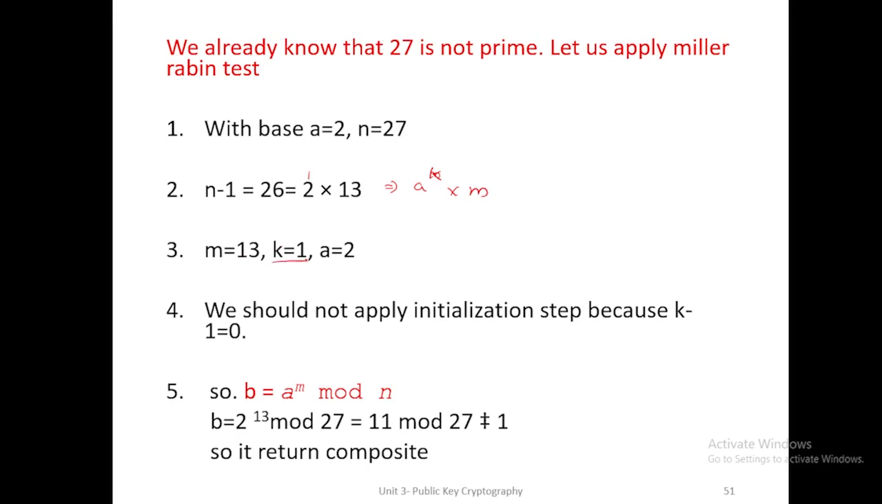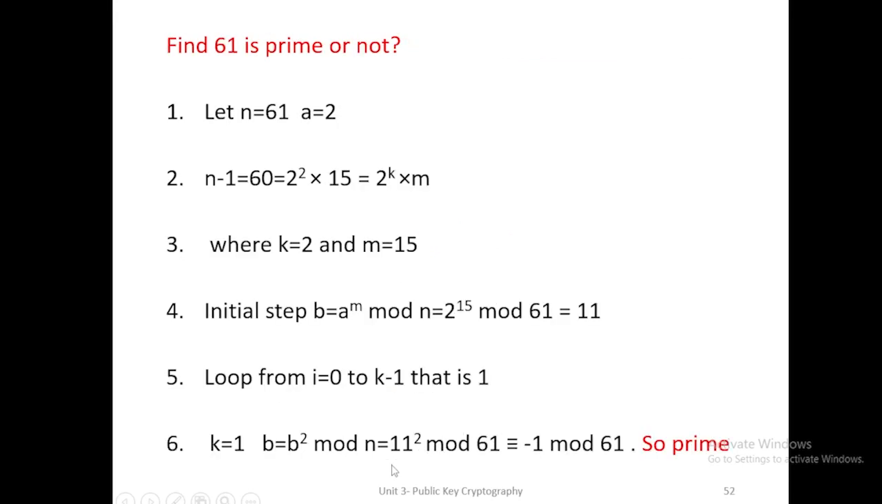So you should do the generalized operation: b is equal to a power m mod n. So you calculate that procedure. It will not return the value yet. You should do the i value procedure from 0 to k minus 1. So k minus 1 gives 0, so 0 to 0, the loop will not be implemented. So you only calculate a power m mod n. The value is 11. It is not 1, so the number is composite.